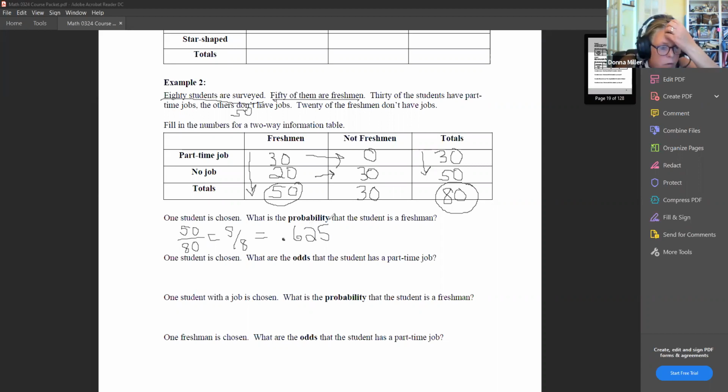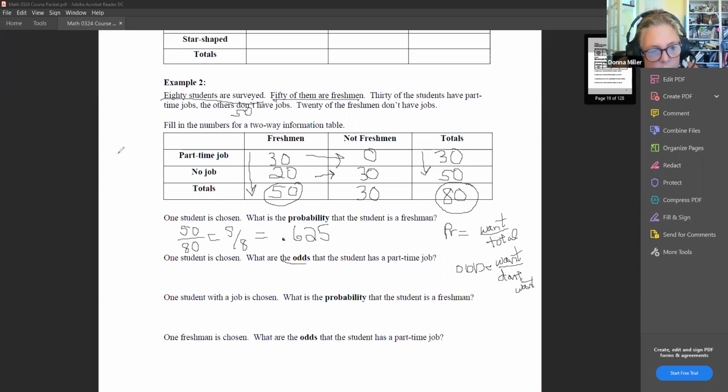All right. So one student is chosen. What are the odds the student has a part-time job? Now, the way that I do odds, probability is, the way I think about it, it's the ways to get what I want over the total. The odds are the ways to get what I want over what I don't want. Okay, so the odds that the student has a part-time job.